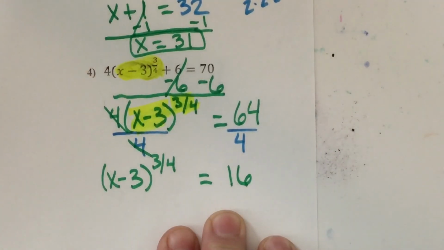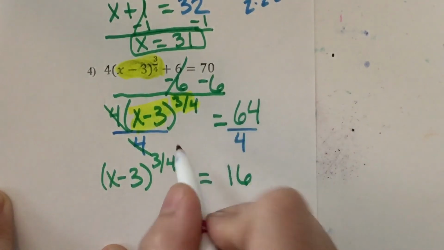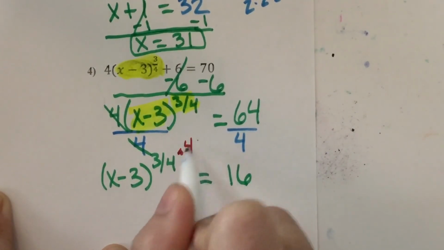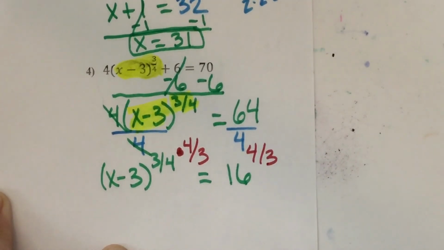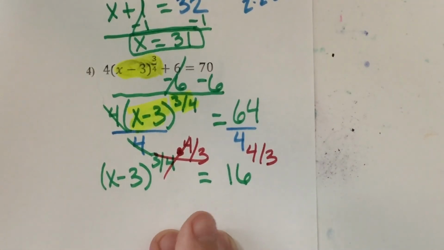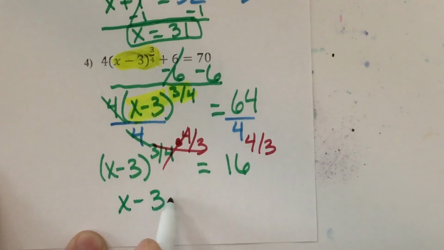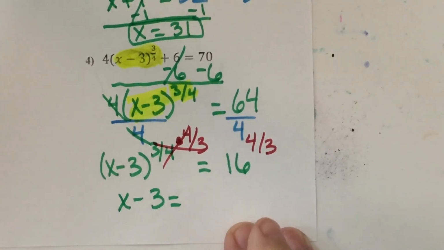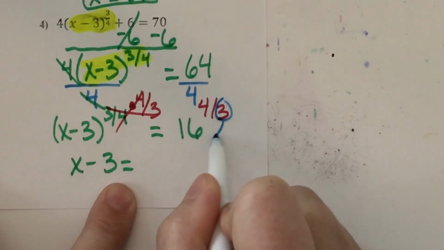Okay, so once I have my variable in parentheses with the fraction exponent by itself, I'm ready for the reciprocal exponent. So what do you get if you flip that fraction over? 4/3. So I'm going to raise both sides to the 4/3 power. So the 3 and 4s cancel. Shoop, shoop. All I'm left with is x minus 3 on the left-hand side. And on the right side, I need to go around the world and figure out what 16 to the 4/3 is. So this is telling me to take the cubed root of 16.